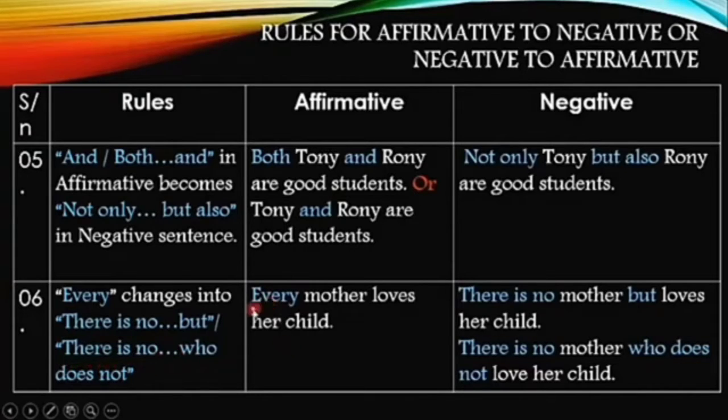For example, every mother loves her child. Well, actually, all mothers love their child. What could be the negative form of this sentence? Well, there is no mother, definitely, who does not love her child. Example, there is no mother but loves her child, or there is no mother who does not love her child.